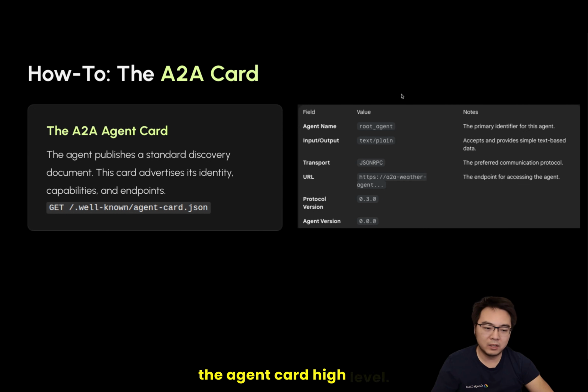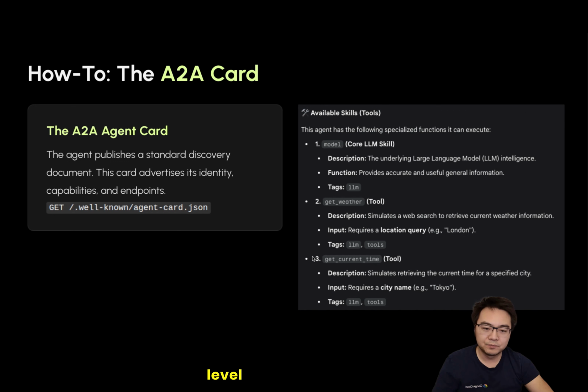At a high level in the agent card, you see you have the agent name, the input output, the transport protocol, the URL, the protocol version, and the version of the agent, right? So these define the high level of the agent. But then you get to the next level, which is the skills. In this case, this is the boilerplate weather agent, right? So you have the model itself, which is the LLM skill. You have the get weather tool.